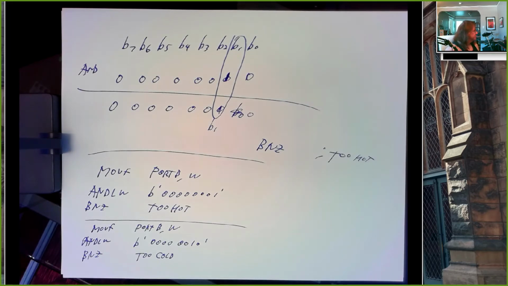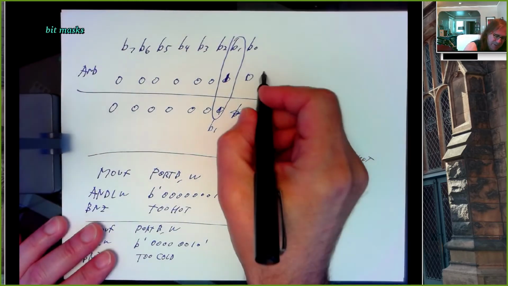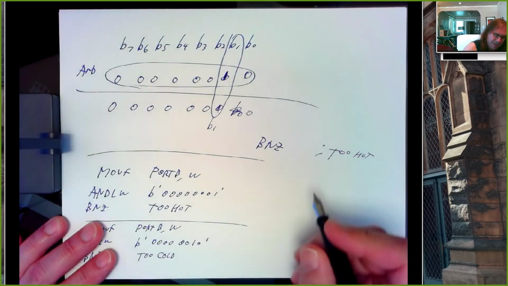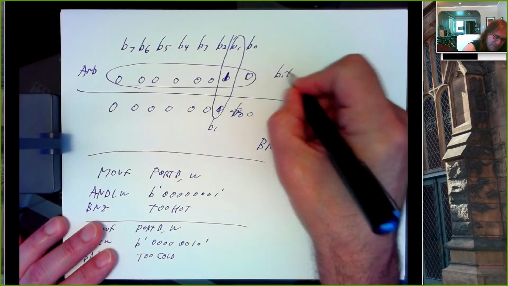All right, so this is a general concept. This is called a bit mask. So this pattern here that I'm using to do my logical AND operation, that's called a bit mask.